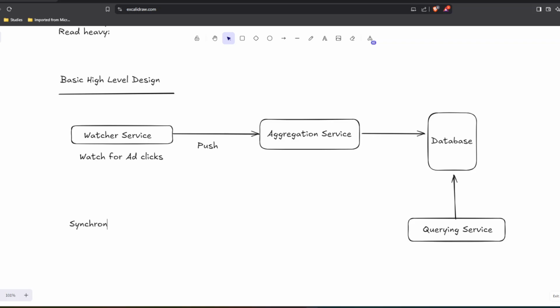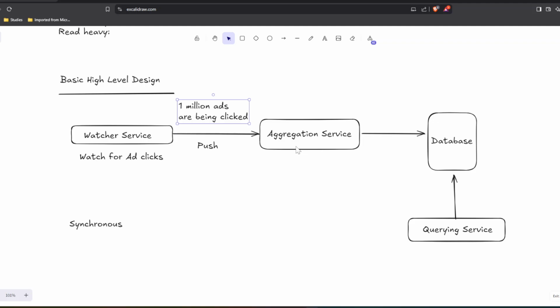Why are we saying it is synchronous? Suppose almost 1 million ads are being clicked. What will happen is all these ad clicks will come into our aggregation service at once.